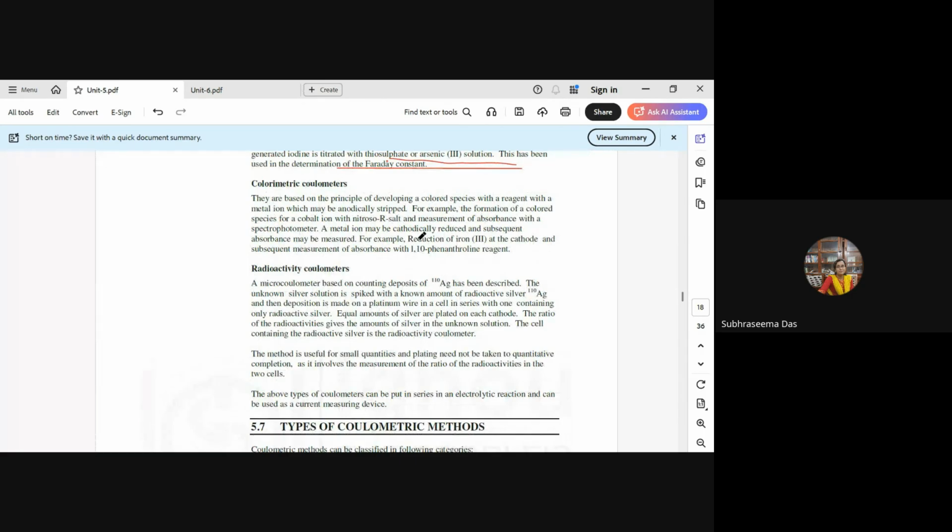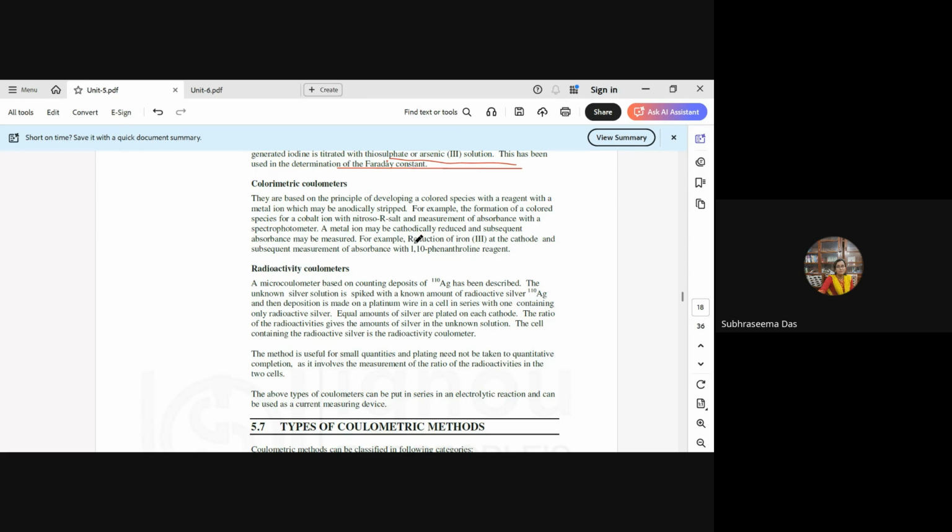Then coming to colorimetric coulometers. These are based on the principle of developing a colored species with a reagent with a metal ion that is to be anodically stripped. For example, the formation of a colored species of cobalt ion with nitroso R salt and measurement of absorbance with a spectrophotometer. A metal ion may be cathodically reduced and subsequent absorbance may be measured. For example, reduction of iron 3 at the cathode and subsequent measurement of absorbance with the phenanthroline reagent.